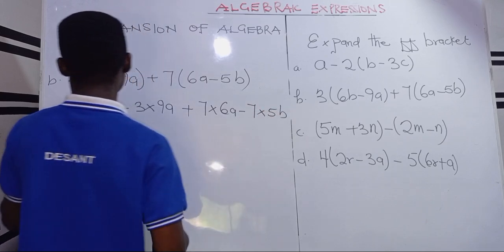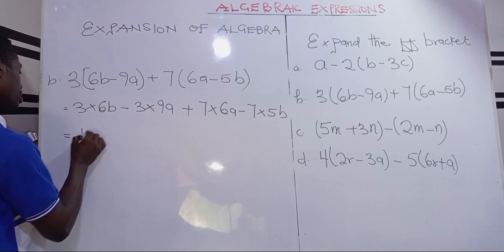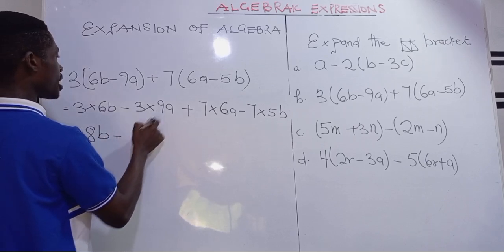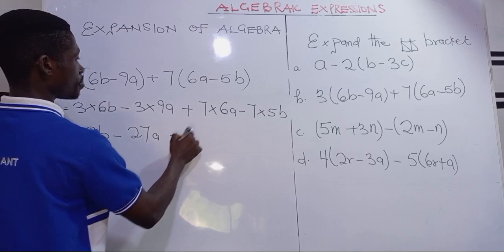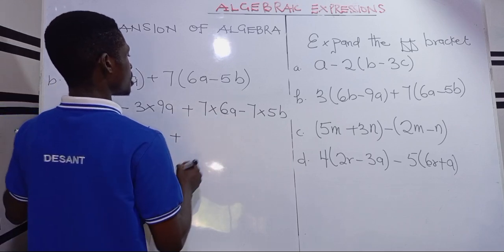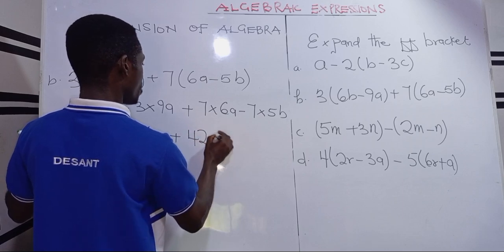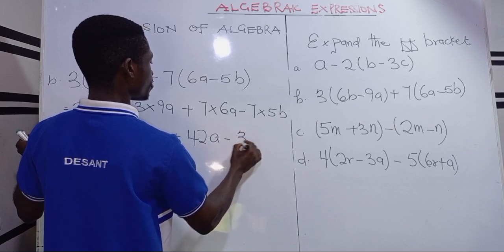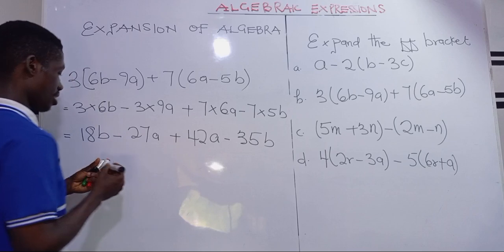So we simplify. 3 times 6 will give us what? 3 6s are 18, and then we have b. Minus 3 9s are 27, then we have a. Plus 6 times 7 will give us what? 42, we have a. Then we have 7 times 5 will give us what? 35, and then we have b. So we have to simplify.